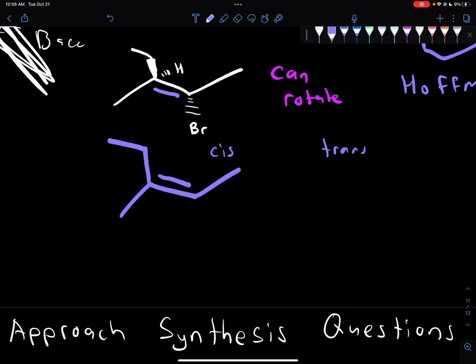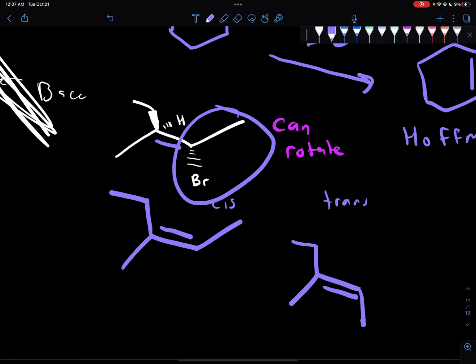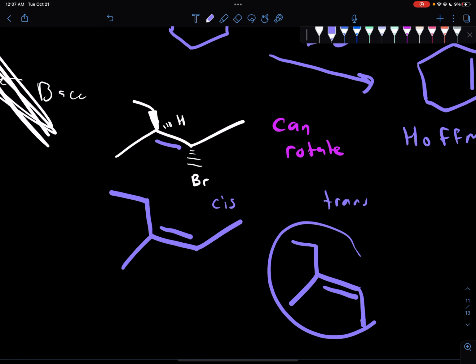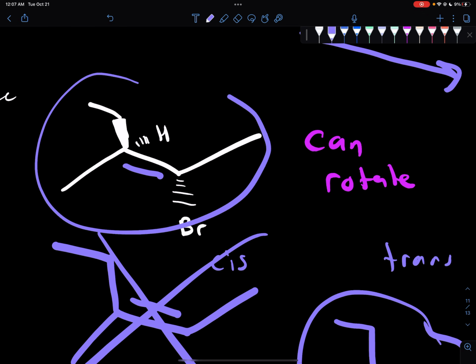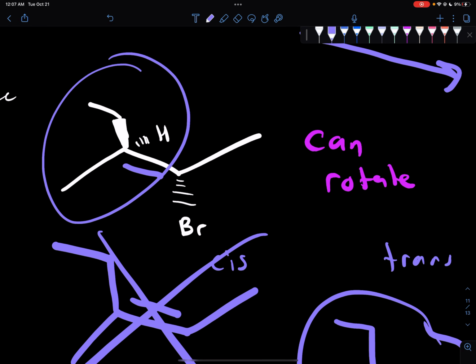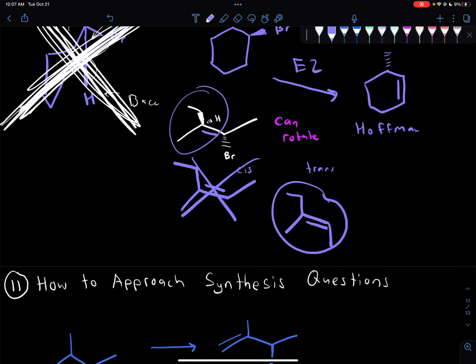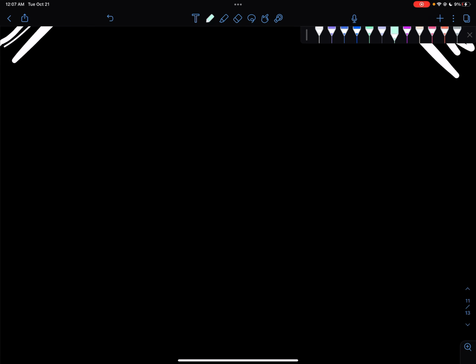You can keep one side exactly the same, or you can even do this side. Let's do the larger side the same. Now, instead of our group going up, we're going to put it down. So in this case, I'm just showing that I rotated this one. You can rotate anything, it doesn't matter. But look, I made it trans. This is correct, this is wrong, because we had to rotate one side so that we could make the H and the Br anticoplanar to each other. Let's do another example, because that was kind of fast.